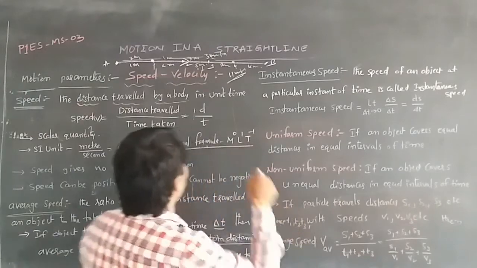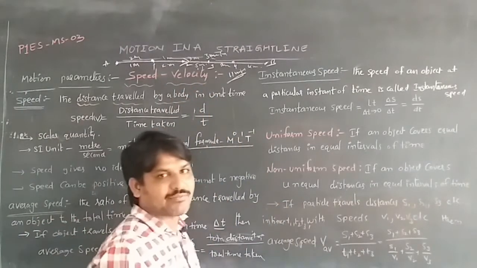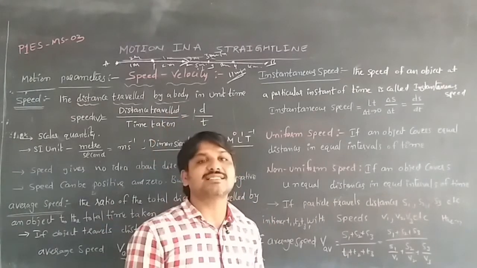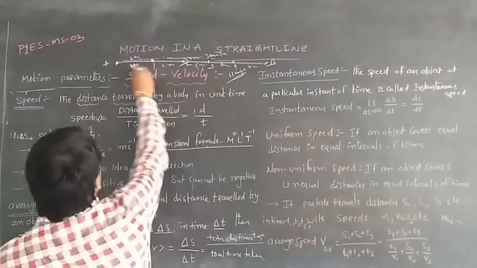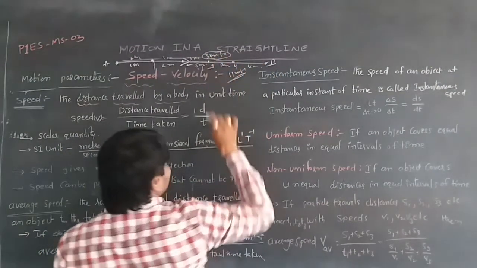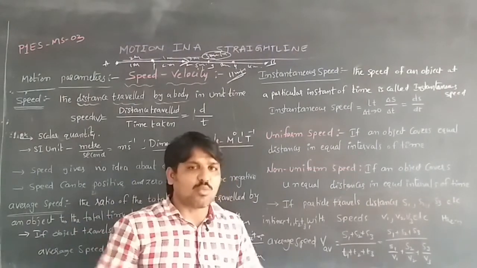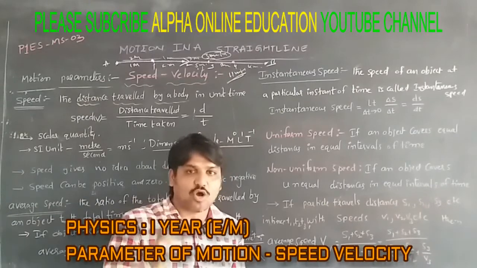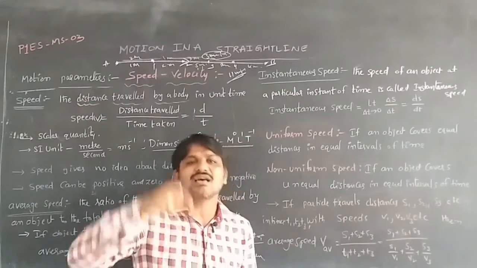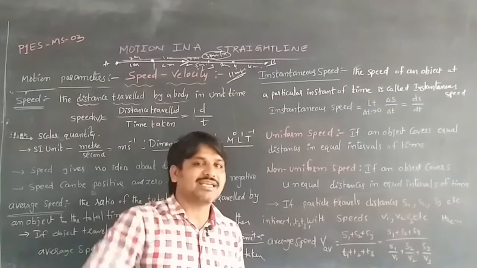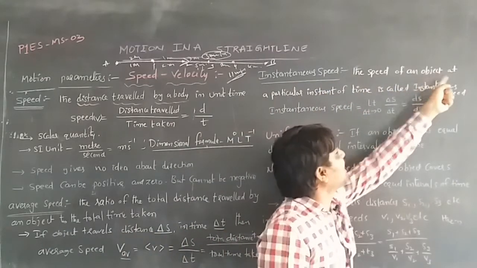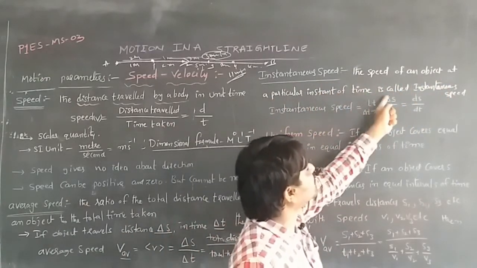The speed of an object at a particular instant of time during its total motion is called instantaneous speed. The body travels from A to B, and if the total time taken is 30 minutes, then we want to know the instantaneous speed of the object at a particular instant of time, at 11 minutes. At 11 minutes, what is the speed of the body? The speed of an object at a particular instant of time is called instantaneous speed.